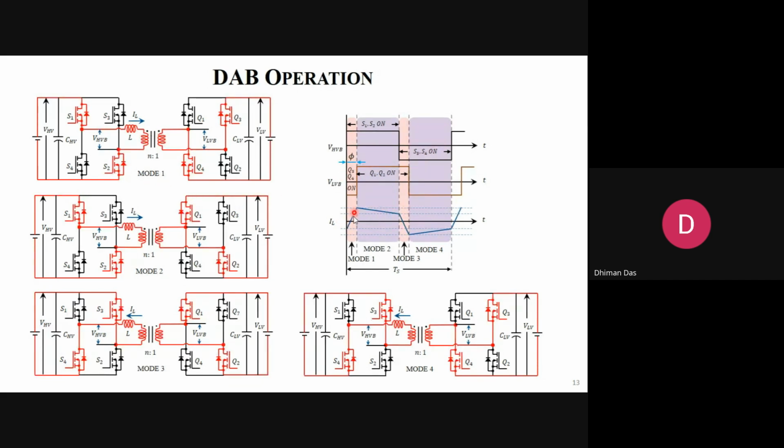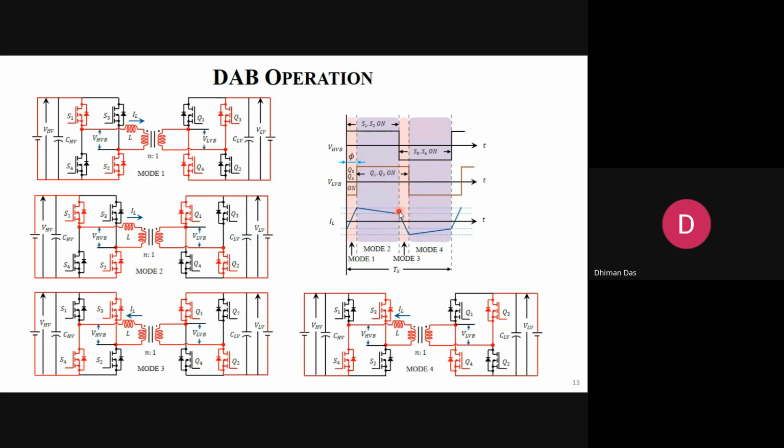Now you can see, if you shift the secondary side pulse by angle phi, there is an instantaneous voltage difference across the inductor L. At mode 1, with this difference, the inductor current tries to shoot up. After that, there is no such voltage difference, so the inductor current will no longer rise, and the inductor current tries to discharge.